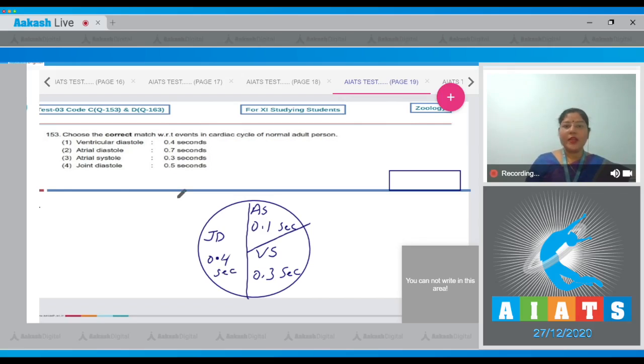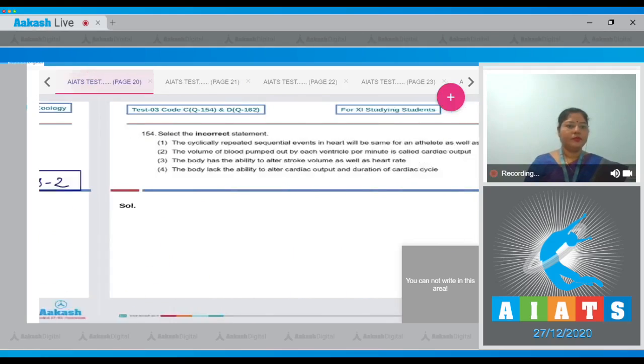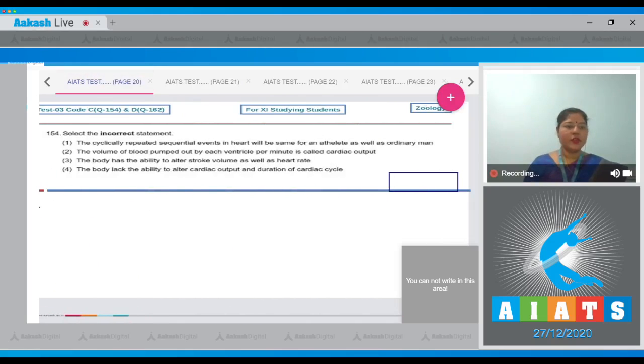If we see time period of atrial diastole, then it occurs for 0.7 seconds. And time period of ventricular diastole is 0.5 seconds. So correct answer is atrial diastole 0.7 seconds, answer 2. Let's move on to the next question.